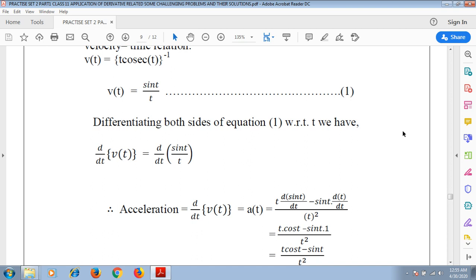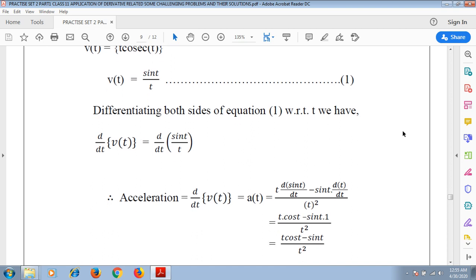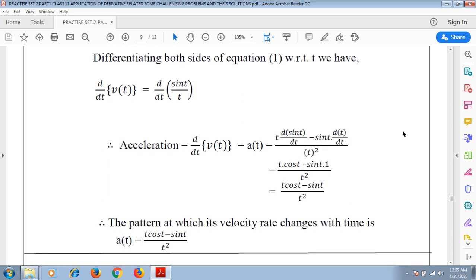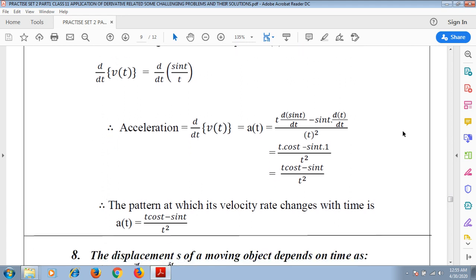Now differentiating both sides of equation 1 with respect to t, we have derivative of v(t) equals derivative of sin t by t. Now using the quotient rule here, we have the derivative of v(t), that is acceleration a(t), equals the bottom function whole square in the denominator, and in the numerator we have bottom function into derivative of the top function minus top function into derivative of the bottom function, gf dash minus fg dash. You remember it, right students?